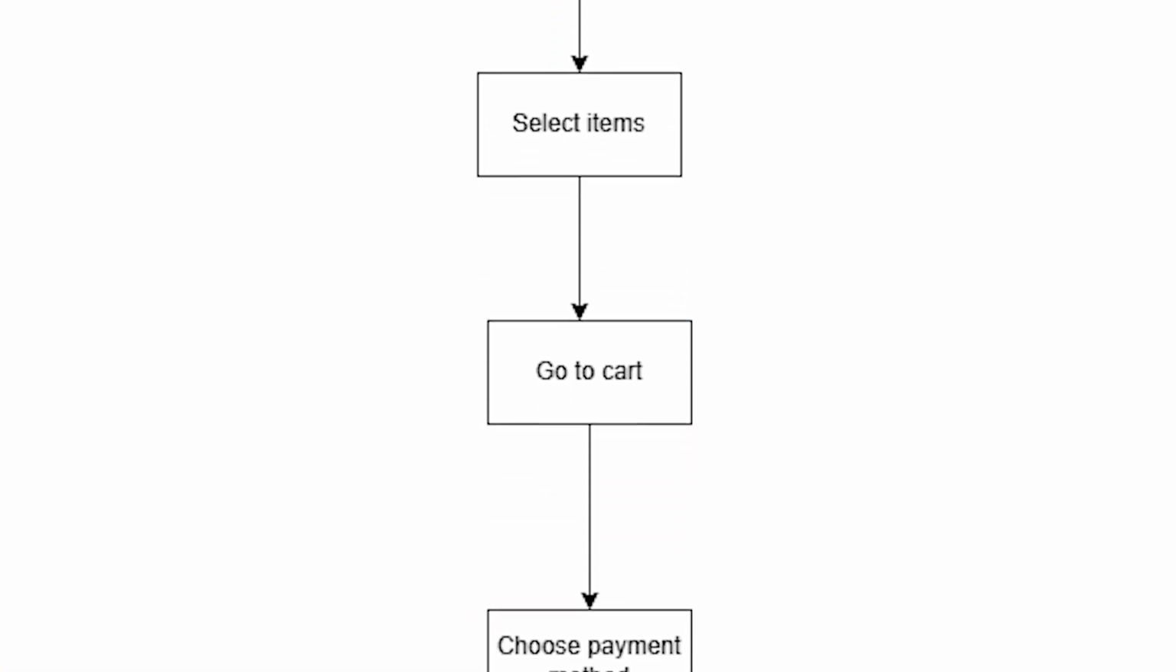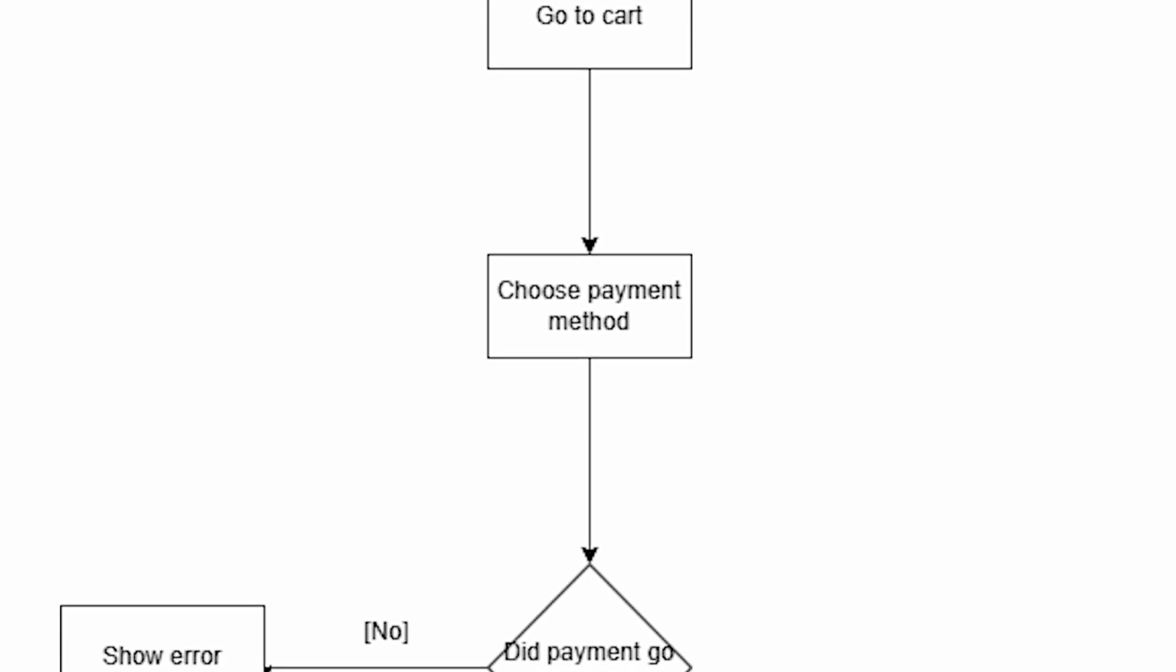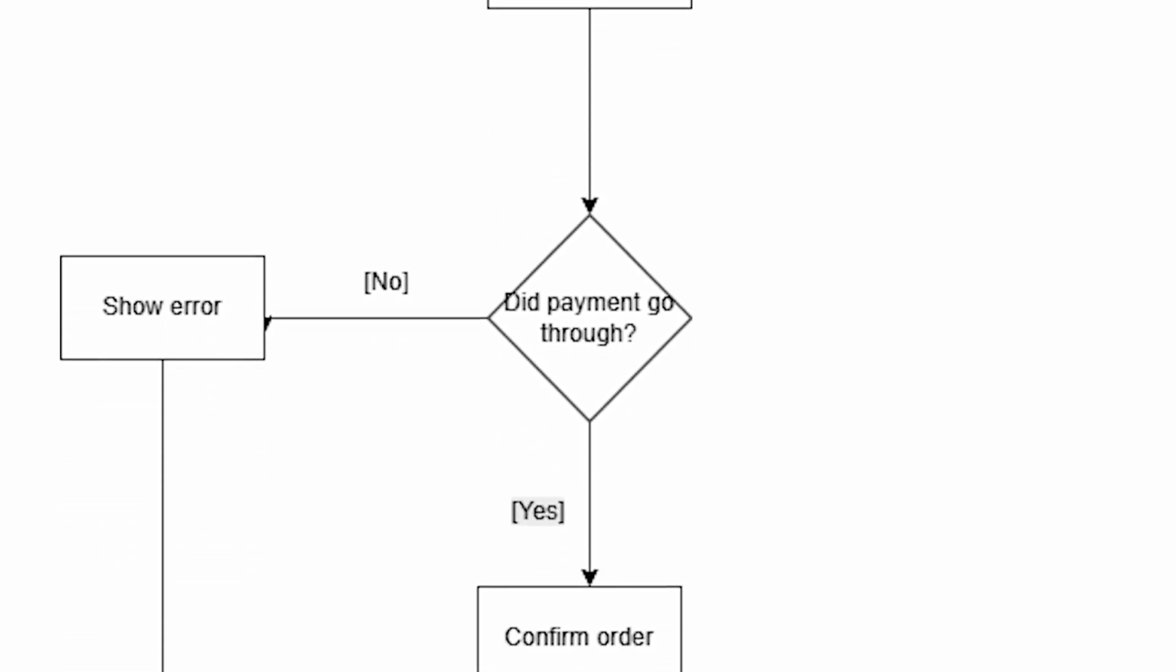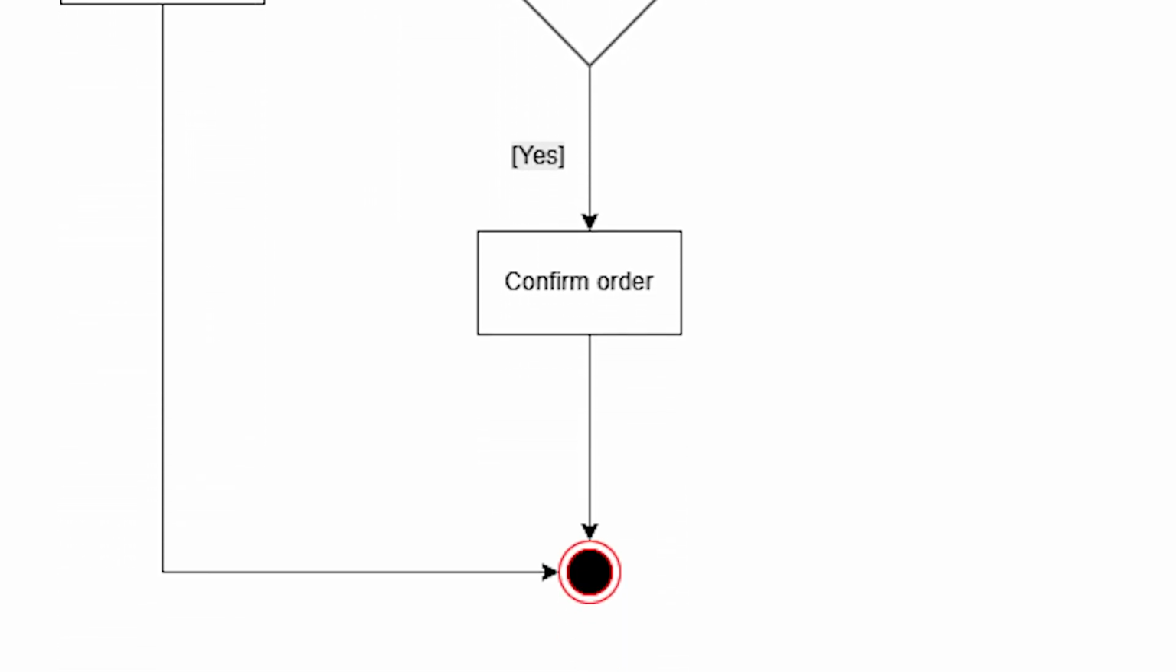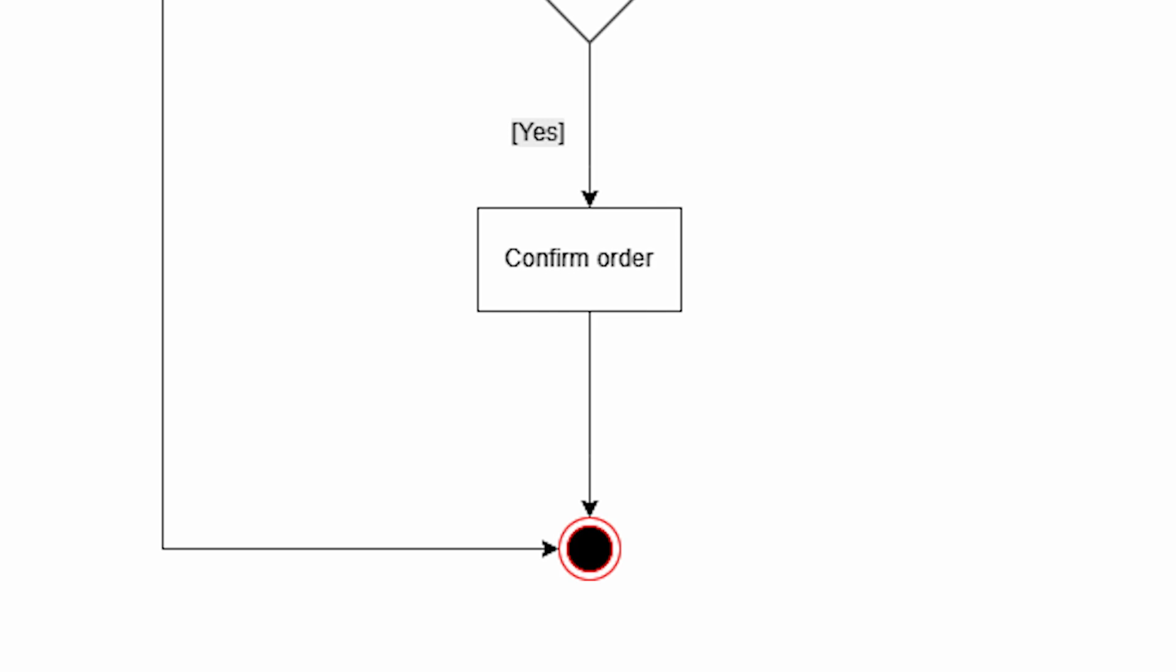In it, you have elements like the activities, the control flows, decisions, start and end points. You have the fork and joins, things like that. It is best used for modeling the logic of a single use case or a complex process.